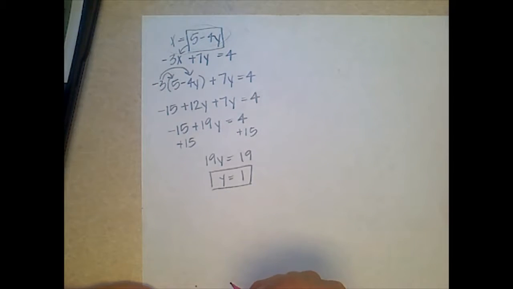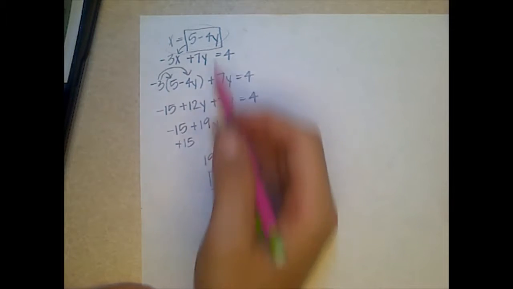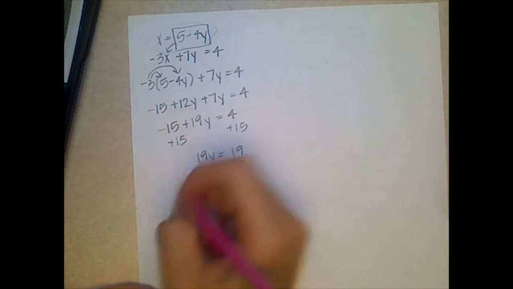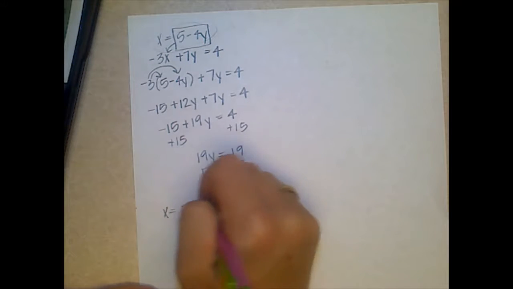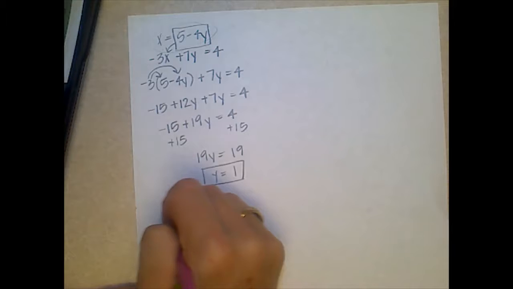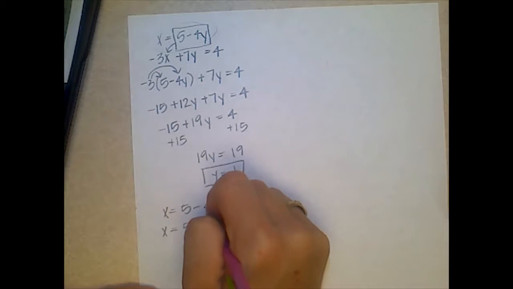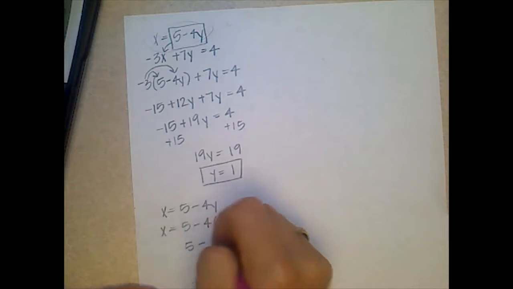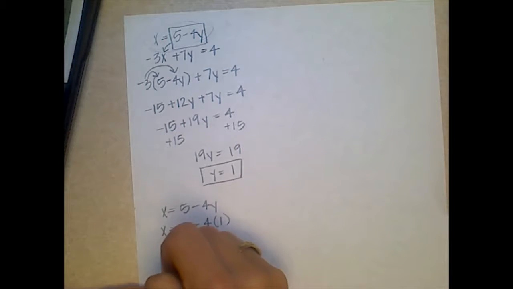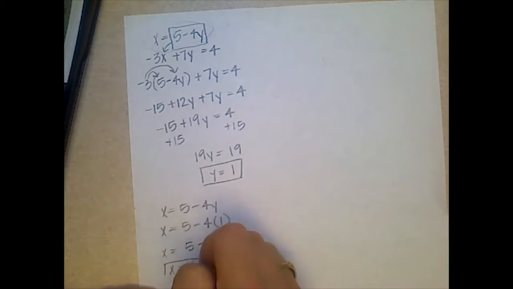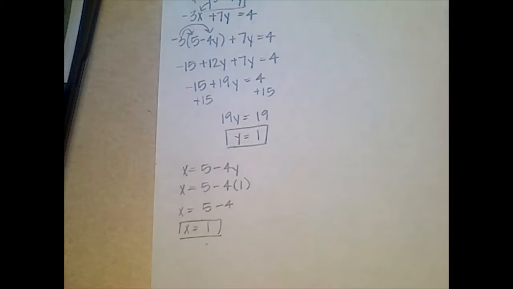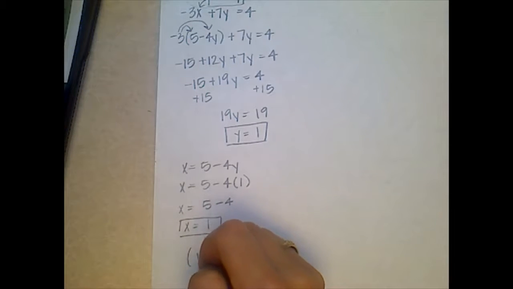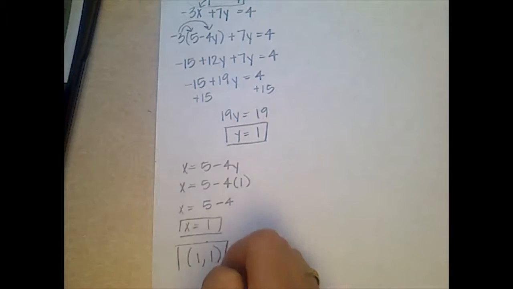Okay, that's only half of it because I only have the y. So now I need to plug in for what x equals. Well, guess what? My equation's already helping me with that. So x equals 5 minus 4y. x equals 5 minus 4 times 1, because you told me that y was 1. 5 minus 4, so x equals 1 also. So when you're answering these questions on your exam, you're going to give the answer as an ordered pair, just like x, y. So your solution is the point (1, 1).